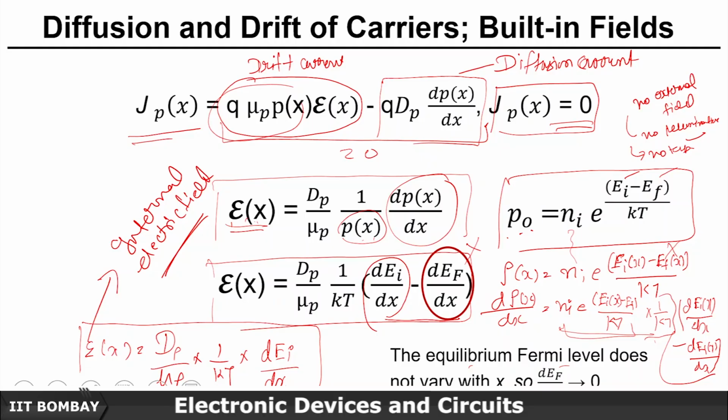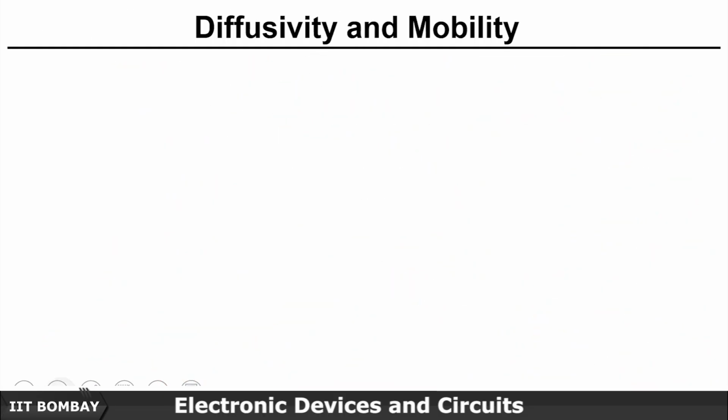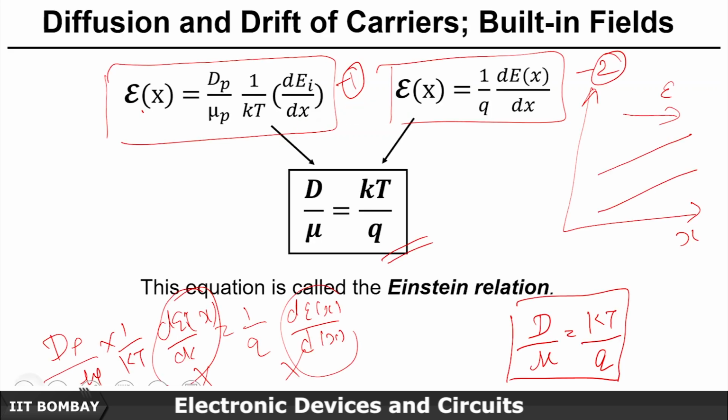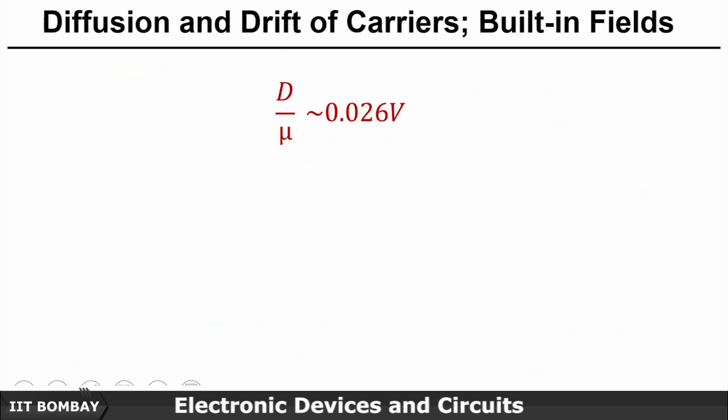So, let us discuss a case. One more thing, D by mu is equal to 0.026 volt at room temperature, 300 Kelvin. Which comes out to be around 26 millivolt, approximately 0.0259, something like that. So, before I explain the creation of this electric field and all that, let us talk about the diffusion coefficient and the mobility of some different semiconductors.